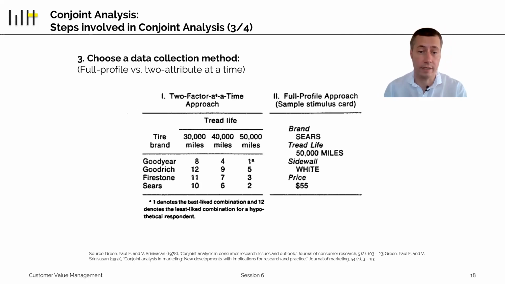You then need to collect the data, which can either be based on a full profile approach, which is exactly what I showed you a couple of slides earlier, where you ask people to pick different options and compare them to each other and pick one of them. Or you can give people combinations of 2 factors. Like if you wanted to choose tires, for example, you can combine the brand with the lifetime of the tire and ask people to rank which type of option they would prefer.